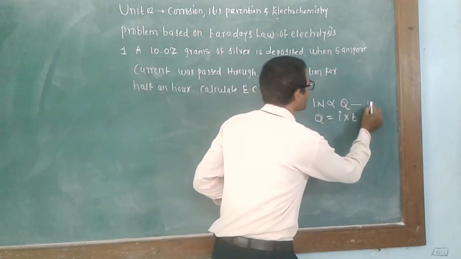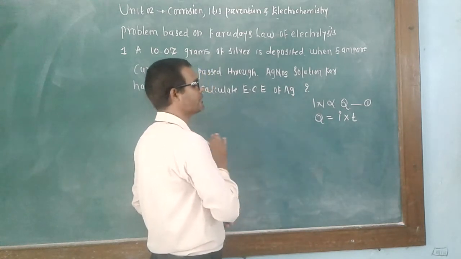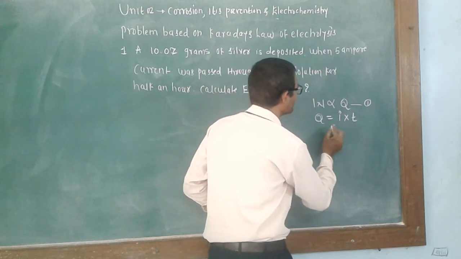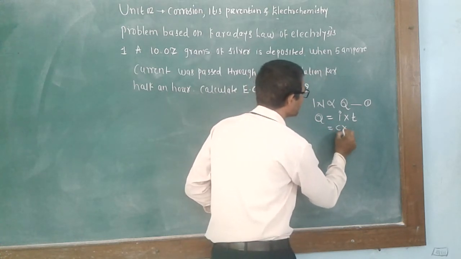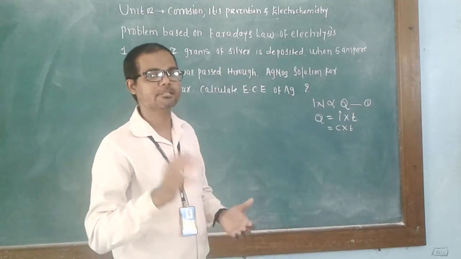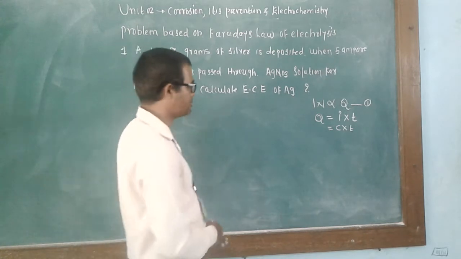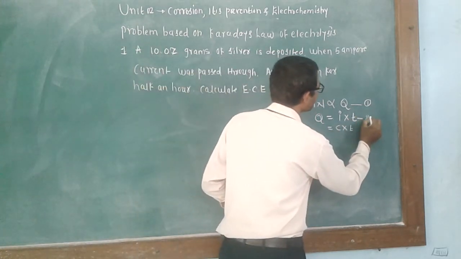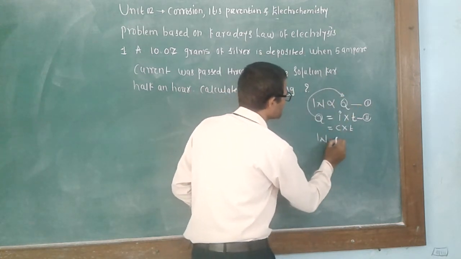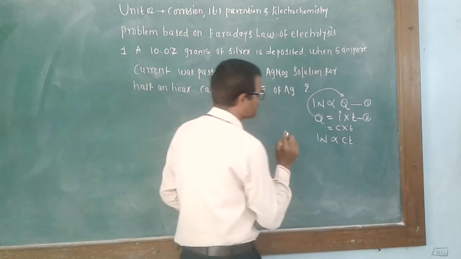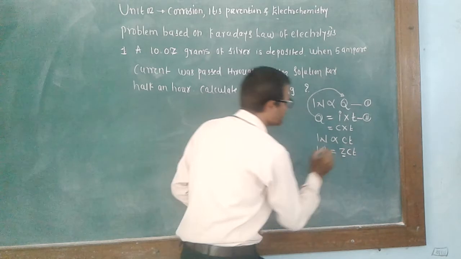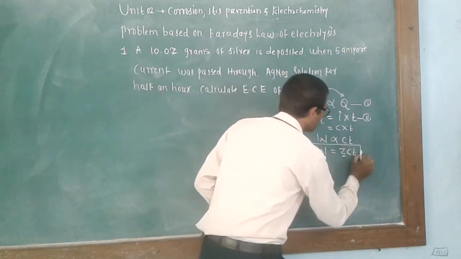This is the first equation according to Faraday's first law of electrolysis, where Q is equal to I multiplied by T. You can also write C multiplied by T; instead of I, you can write C, which is one of the symbols for the current in ampere. So this is the second equation. Put the value of Q in the first equation. You will get W is directly proportional to CT. So write the proportionality constant: W is equal to ZCT. Z is called the electrochemical equivalent. This is Faraday's first law.